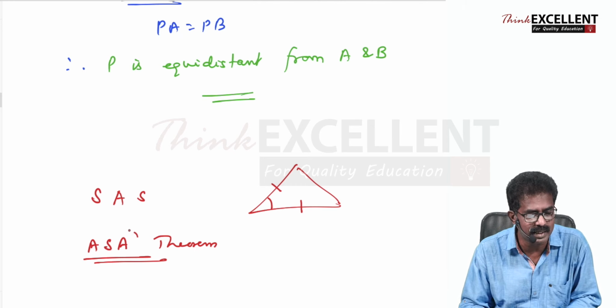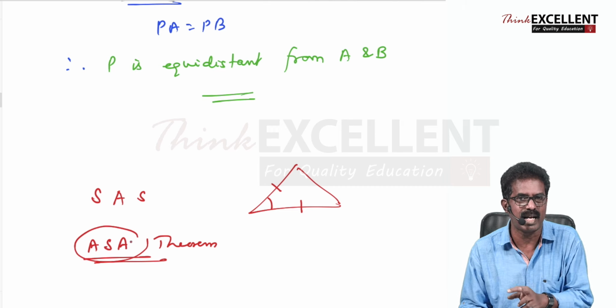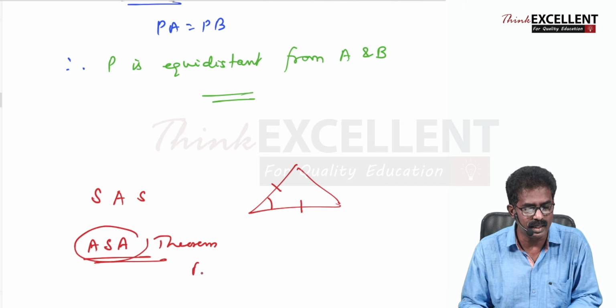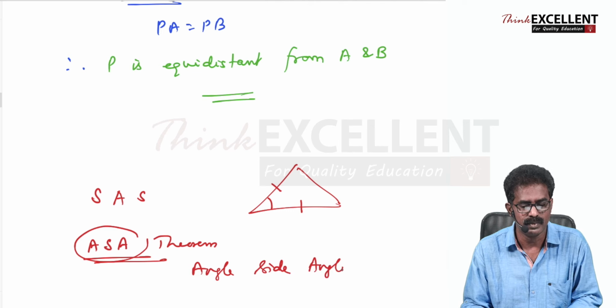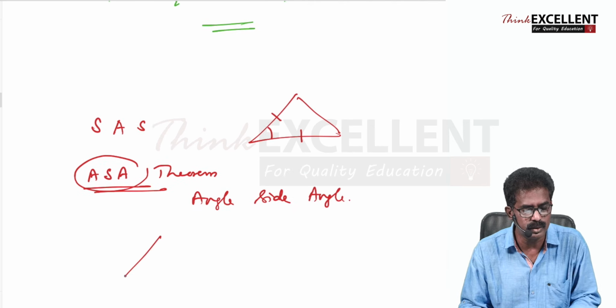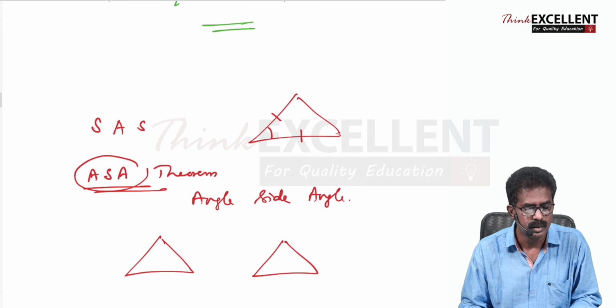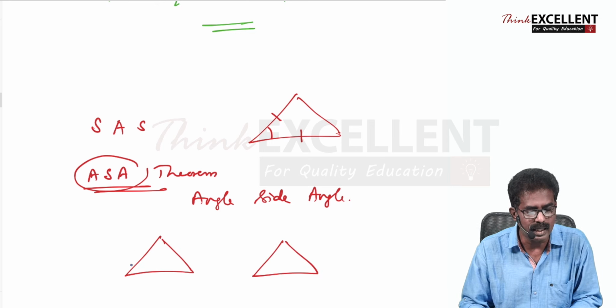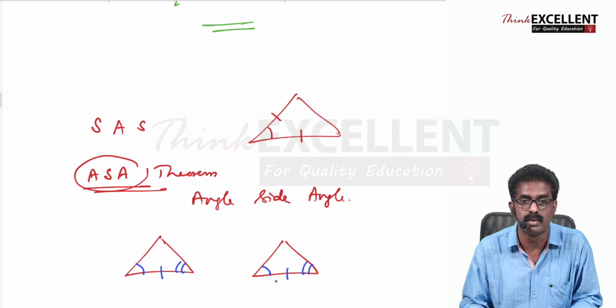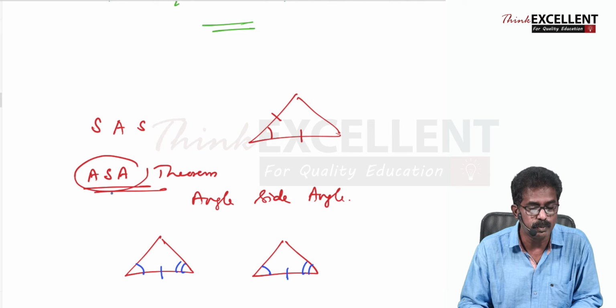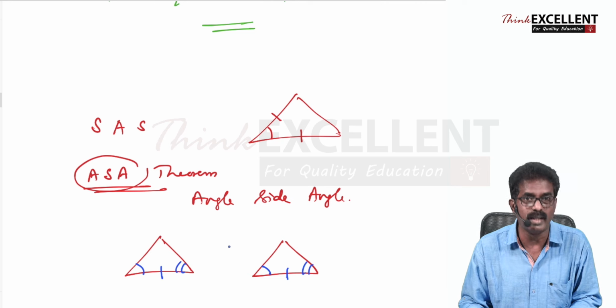ASA. By seeing this you can understand. ASA. A for angle, S for side, right? So angle, side, angle. In two triangles, suppose the two angles, this angle and this angle are equal, this angle and this angle are equal, two angles and the included side, that means this side, are equal. Then we have to prove that two triangles are congruent.